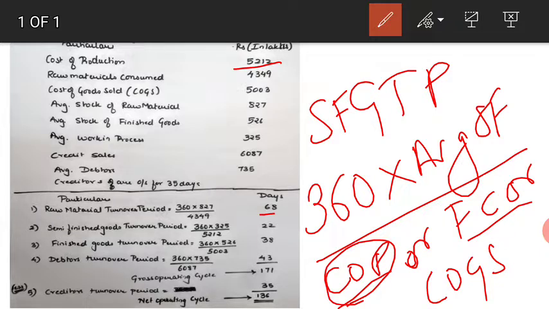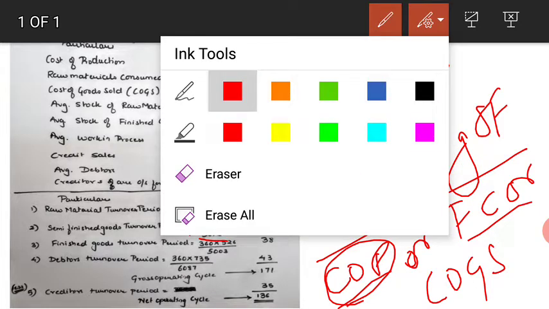Okay, so as the formula goes, it is 360 into average semi-finished goods. So average work in process, I have already told you, work in process or semi-finished goods is one and the same. So average semi-finished goods or average work in process is 325 lakhs. So see, 360 into 325 lakhs divided by cost of production. Cost of production is 5,212. So 360 into 325 divided by 5,212 gives you 22. So the semi-finished goods turnover period or work in process turnover period is 22 days.